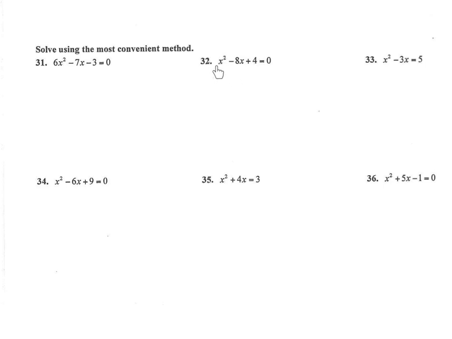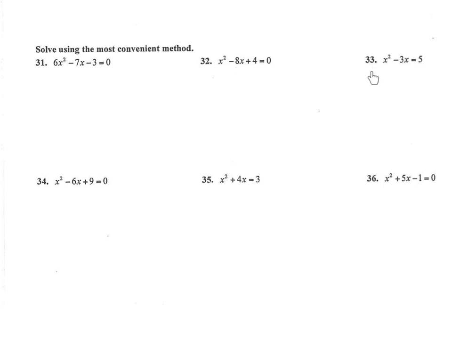This one is perfect for completing the square. There's no coefficient in front of the squared term. And this is divisible by 2. So if you're really comfortable with completing the square, this is actually quicker than factoring, because there are no factors of 4 that add to give you 8. So this one's not going to even factor. So you're left with either completing the square or the quadratic formula.